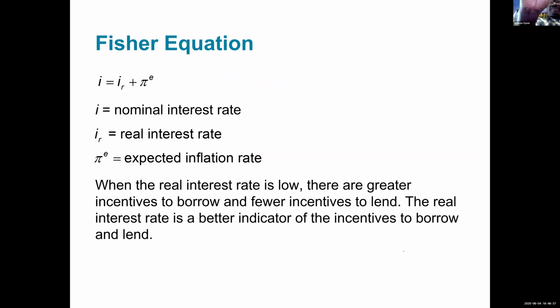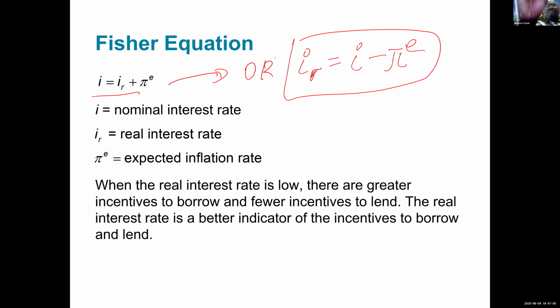But remember, this formula can be written in two different ways. This is nominal interest rate equals real interest rate plus expected inflation. Or you can write it as, you can make IR the subject, the real interest rate equals, you subtract expected inflation from both sides. That's going to be nominal interest rate minus expected inflation. Or you can make expected inflation the subject by subtracting real interest rate from both sides. So you can write this as pi to the e equals I minus IR.